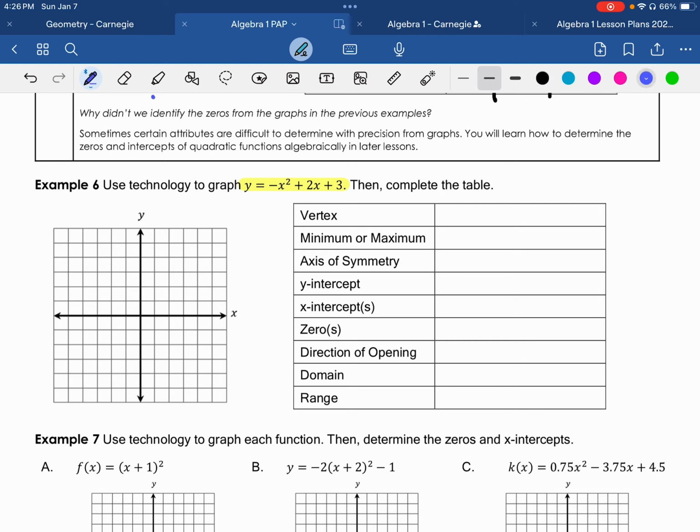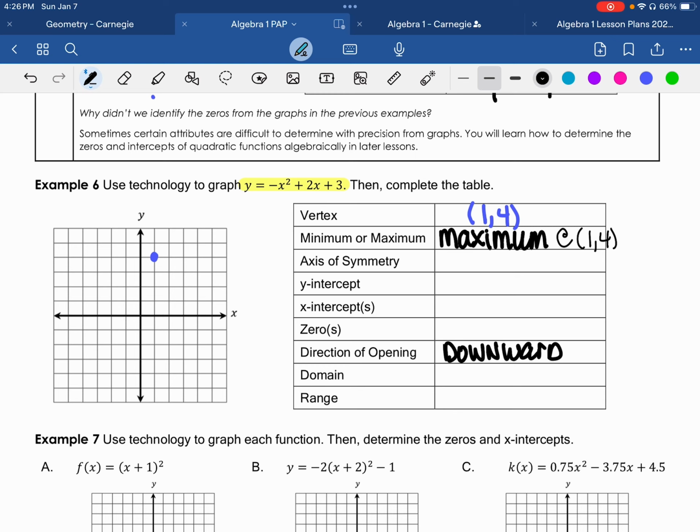Now, what we saw was that our vertex was at 1, comma 4. So I'm going to plot that point. 1, 1, 2, 3, 4. There's my vertex. We could see from our graphing calculator that we did have a maximum value, and our maximum value was, of course, at 1, 4. We saw this because the direction of our opening was downward. This is how we knew that we had a maximum.